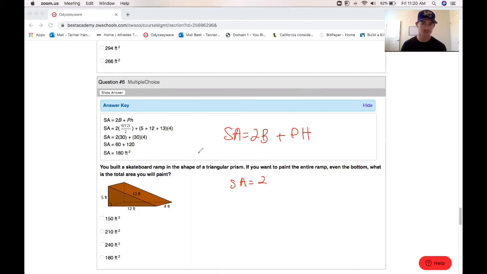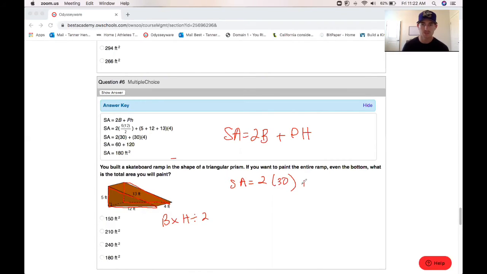So we got surface area equals 2. Our base is going to be, well, this triangle over here. Actually, the triangle is right here in the front, not on the side. This one, and then on the back here. So that's why we have 2 of them. So it's going to be 12 times 5, which is 60, divided by 2 is 30. Remember, area of a triangle is base times height divided by 2. So base is 12, height is 5, divided by 2 is 30.